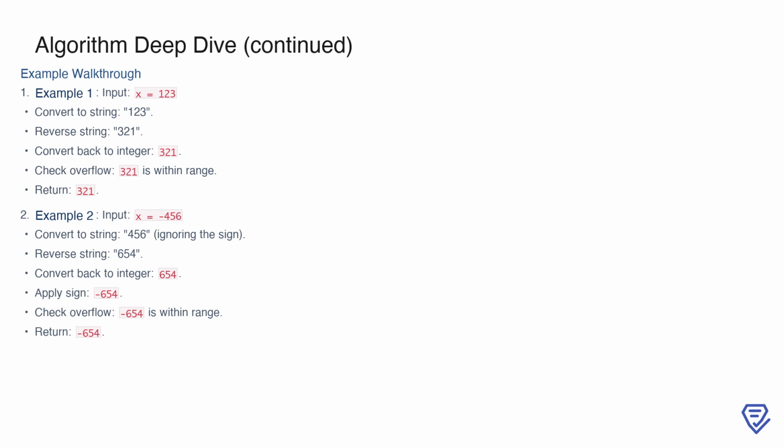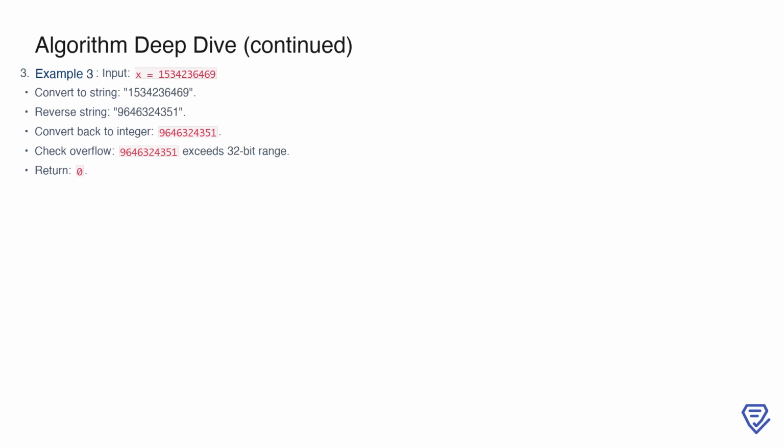Now, for a second example, let x equals -456. We treat the absolute value, so the string becomes "456". Reversing this string gives "654". Converting it back to an integer results in 654. Since the original number was negative, we apply the negative sign, making it -654. This value is within the valid range, so we return -654 as the result.